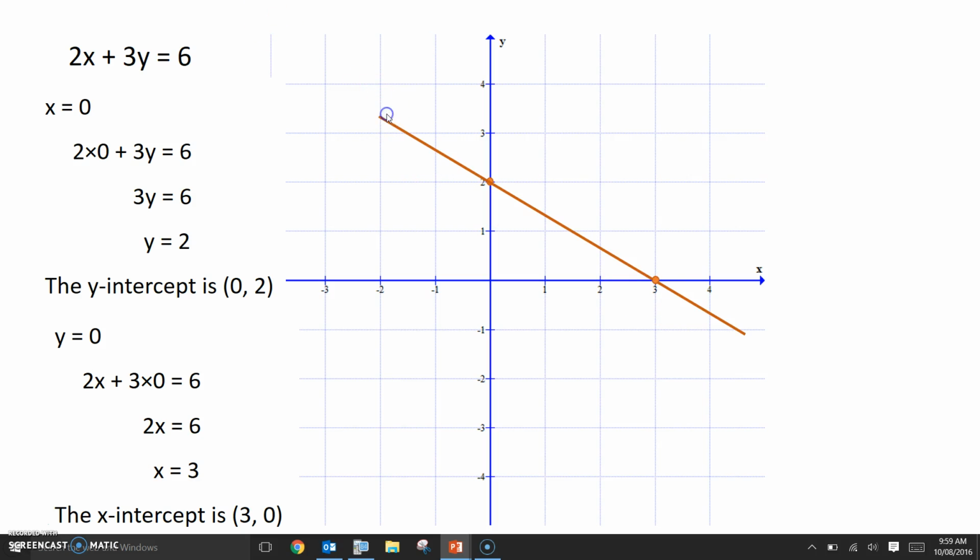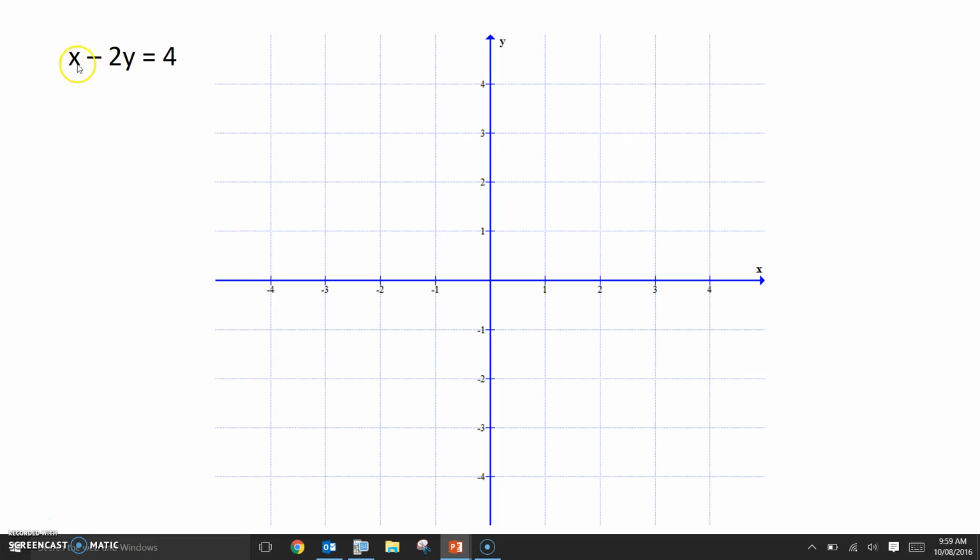And then you join them up. So this equation works at those 2 points, but it works at every single point along that line. If you take any of these coordinates along this line and put them into this equation, you will get an answer of 6. That's the idea.